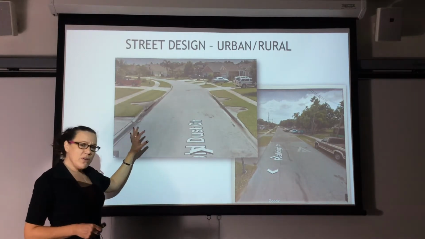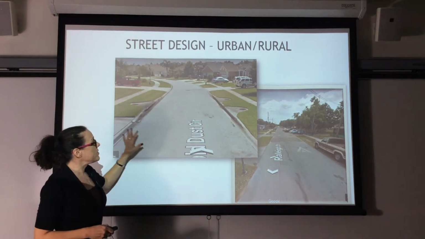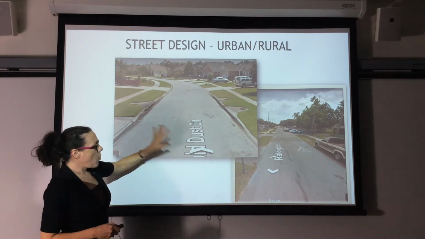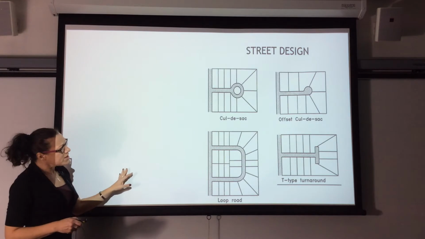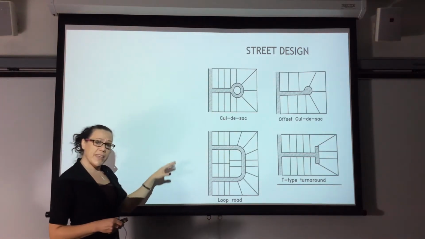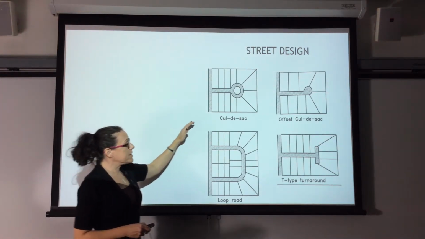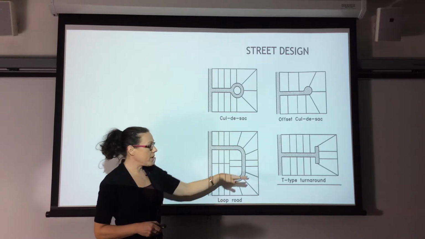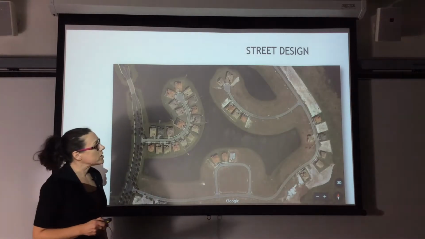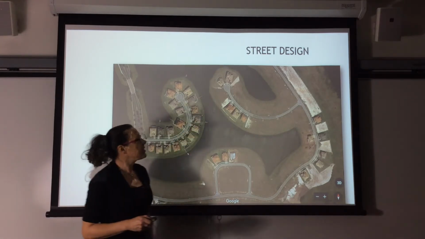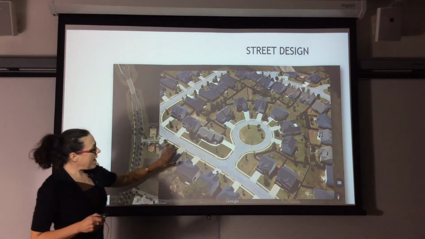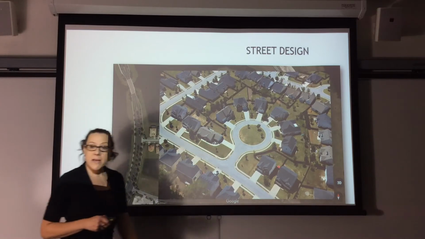Now, when you're looking at the designs of roadways, you also take into account how the cross section of the road looks. You also have street designs for within your subdivision. You have the cul-de-sac, an offset cul-de-sac, a looped road, and a T-type. What those actually look like in real life, here's the loop design, here's your different cul-de-sacs. Now, you also have the circle in the middle, okay?